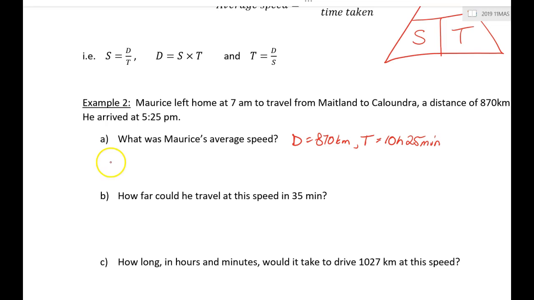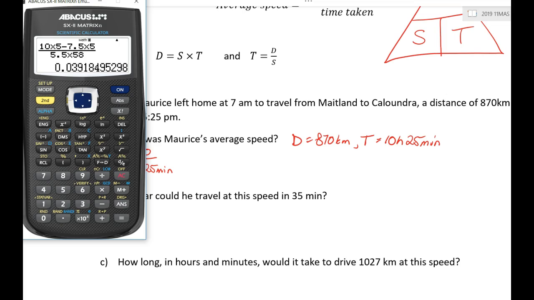Now, my speed equals, I don't have to write the formula, I'm just going to put my substitutions in, 870 over 10 hours 25 minutes. It's not a great deal of room here, but it should be right. Speed equals my average speed. Okay, calculator, where are you? There we are, still with the answer from the last video.